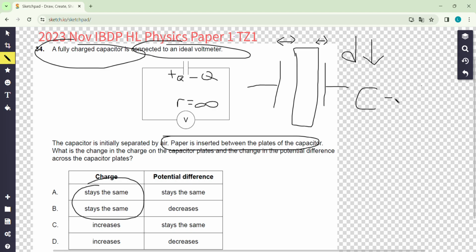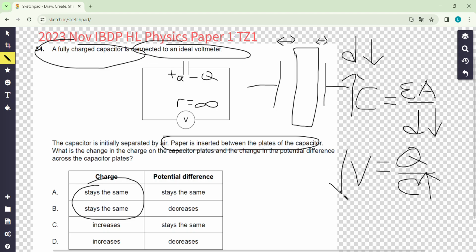So remember C equals epsilon A over D. When D decreases, capacitance increases. And for potential difference, remember V equals Q over C. When C increases, V decreases.